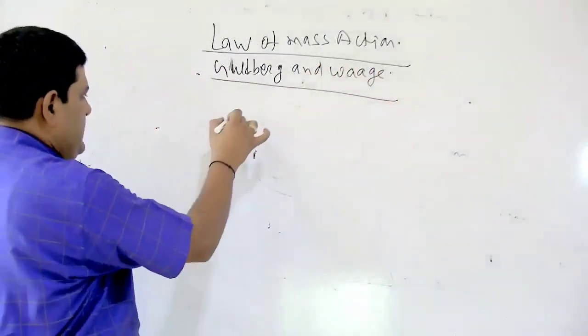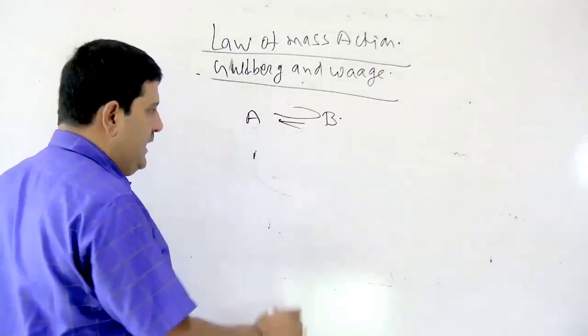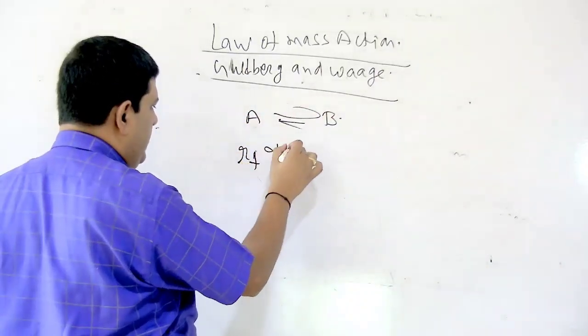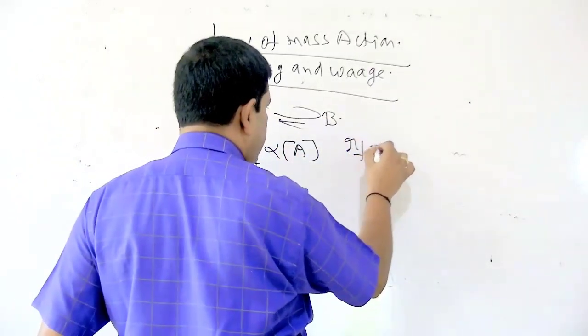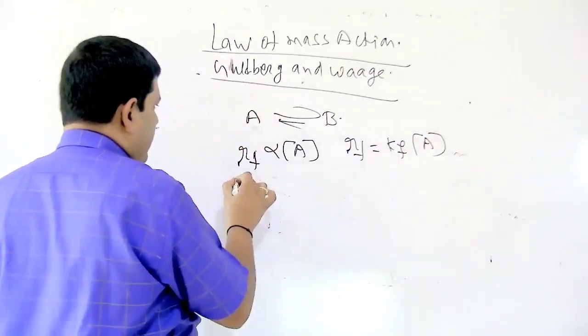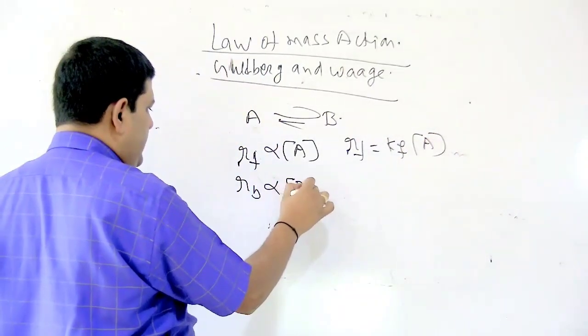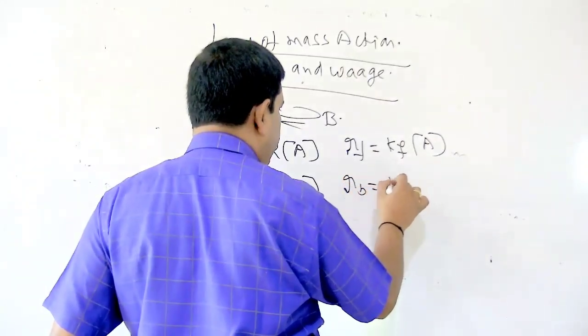Suppose that A is changing to B, a simple reaction. The rate of the forward reaction is proportional to the concentration of A. If we remove the proportionality sign, a constant is introduced, so Rf is equal to Kf into A. Rb is proportional to the concentration of B, and removing the sign, Rb becomes equal to Kb into B.